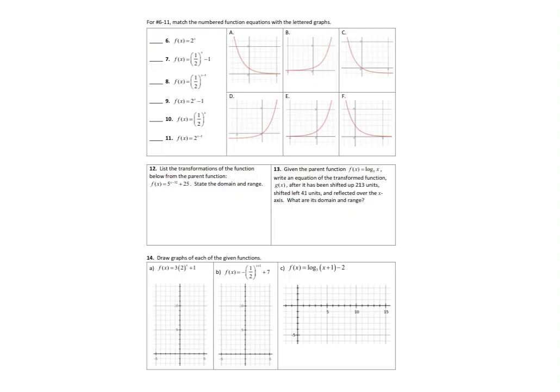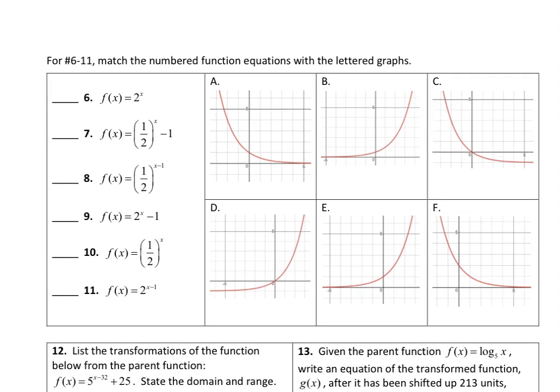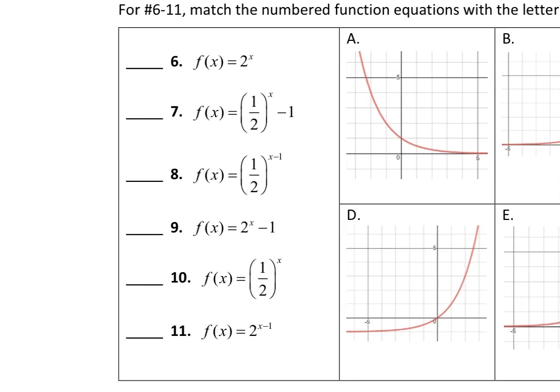Now, for numbers 6 through 11, these are matching problems, and it's a good approach to matching to use process of elimination. And so start by noticing that for each of these equations here, the base with the exponent on it is either 2 or it's 1/2. 3 of them are 2 and 3 of them are 1/2.